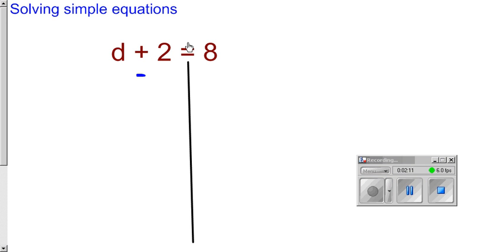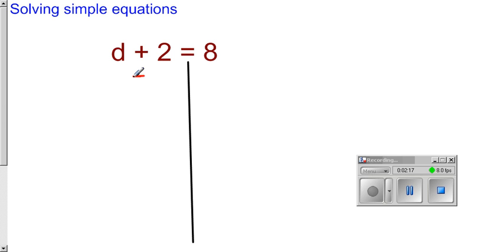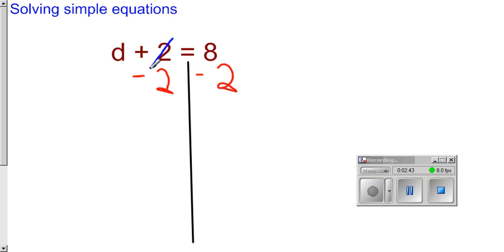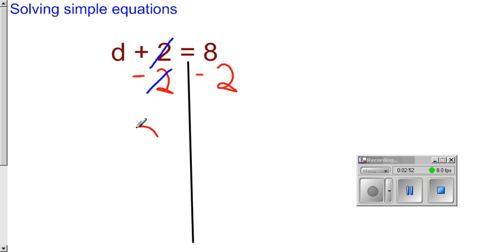So we need to get rid of that. And in order to do that, we need to use opposite operations. So we are going to subtract 2. Now you might remember that both sides are equal to each other. If we subtract 2 from the left-hand side, we want to keep each side equal to each other. So we are going to do the exact same thing to the right-hand side. We're going to subtract 2 from that side as well. Now, when we subtract 2 from the left-hand side, 2 minus 2, they cancel out. And what we are left with is just simply a d. So we're left with a d.